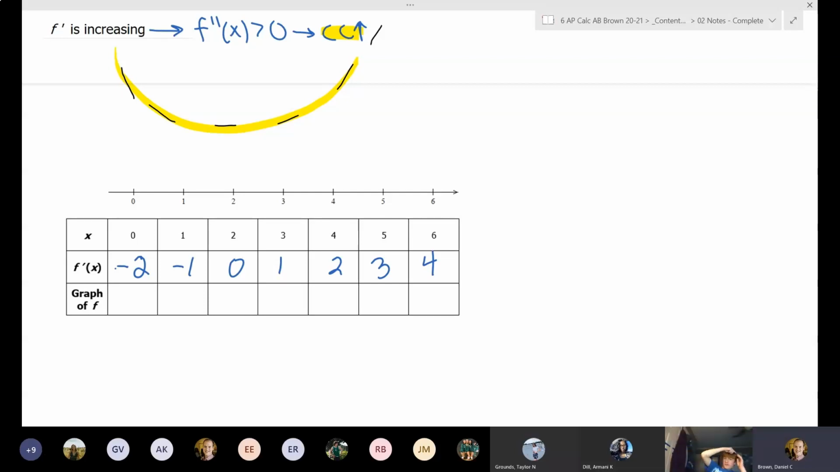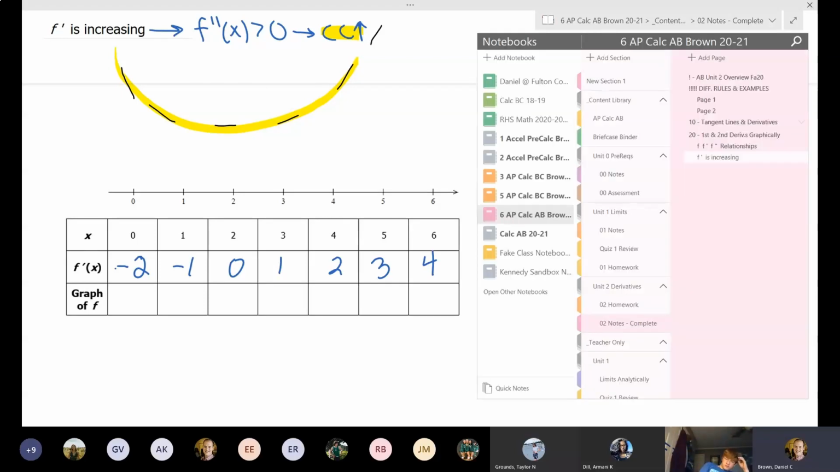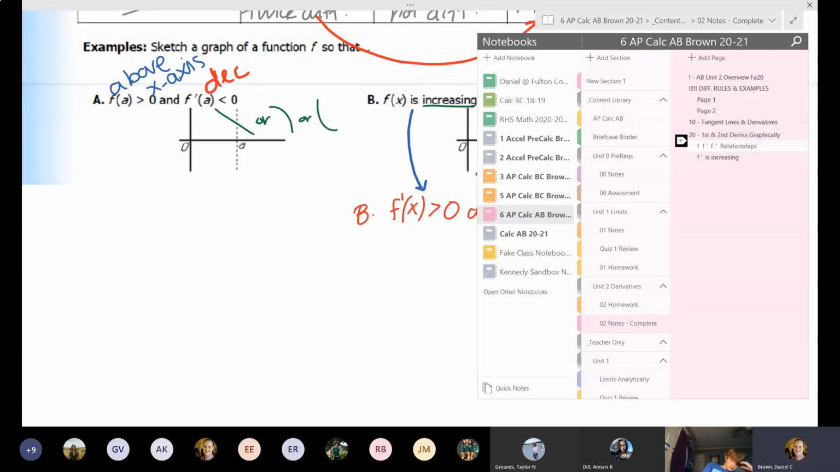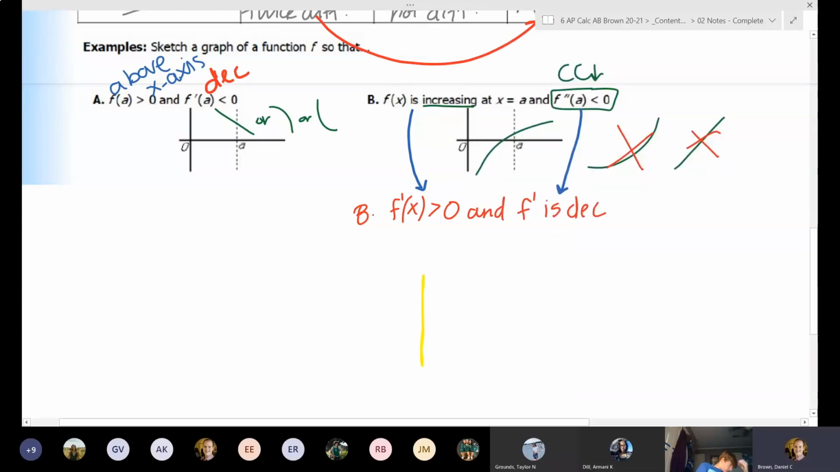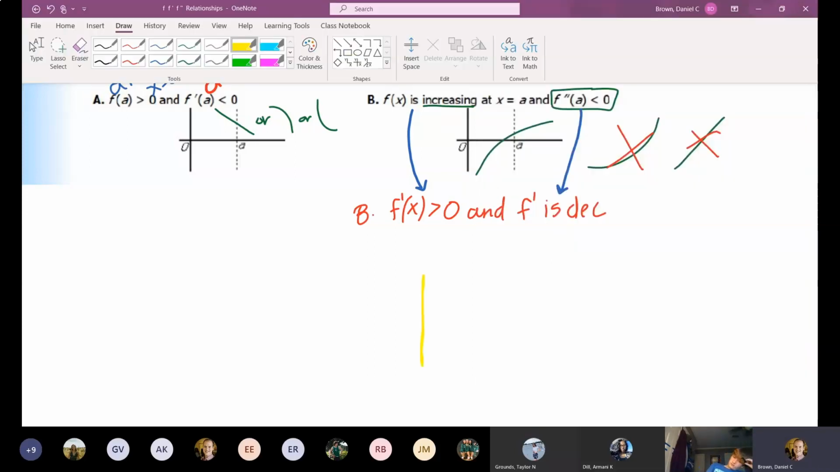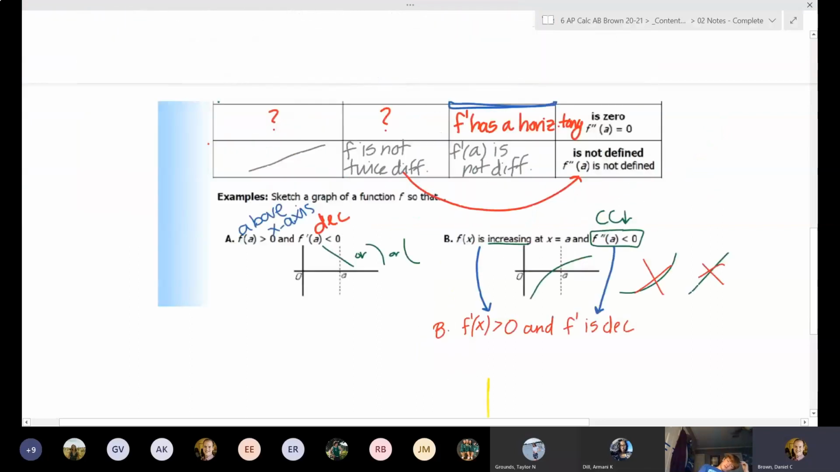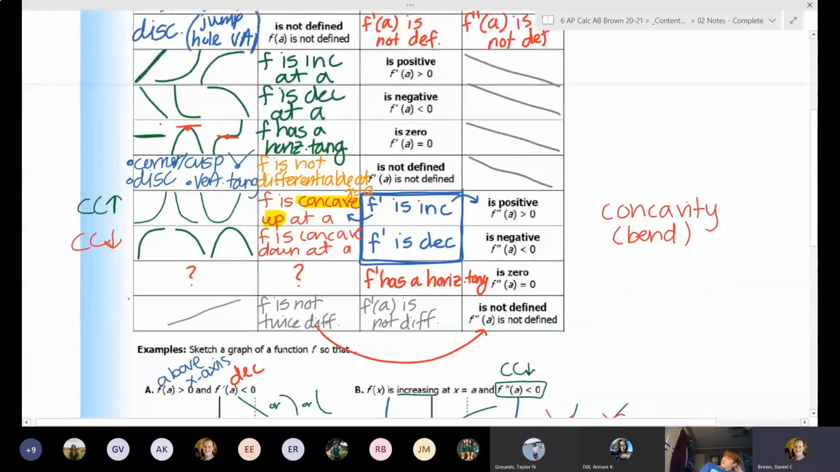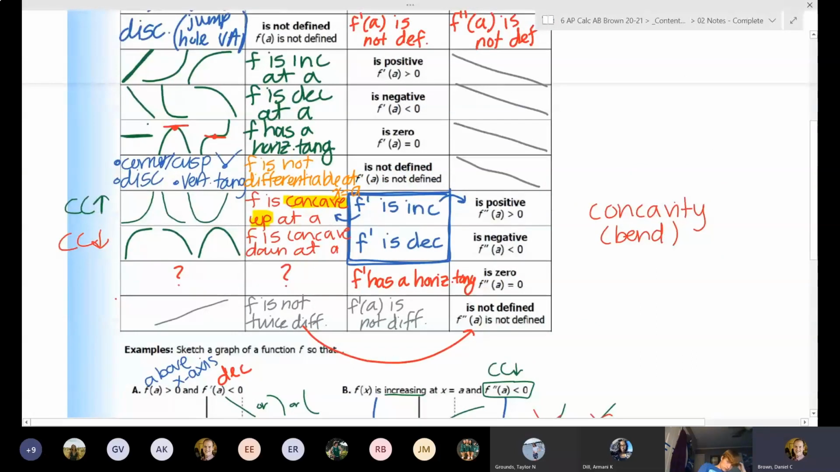If you're like, Mr. Brown, I have no idea what you just did, then I'm going to say that's fine. I just want you to make sure we memorize this chart and understand the relationships we have in this chart, particularly the bottom two-thirds of it when you're talking about the first derivative and the second derivative.